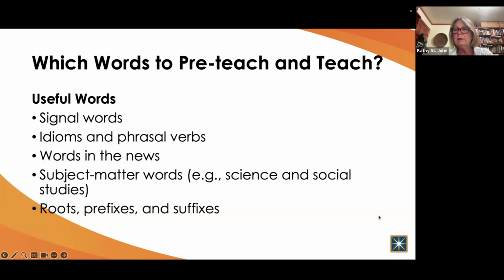Words in the news, right? What are some words that are in the news right now that might be helpful? It's an election year, right? All of these election words, there's a lot of big ones.